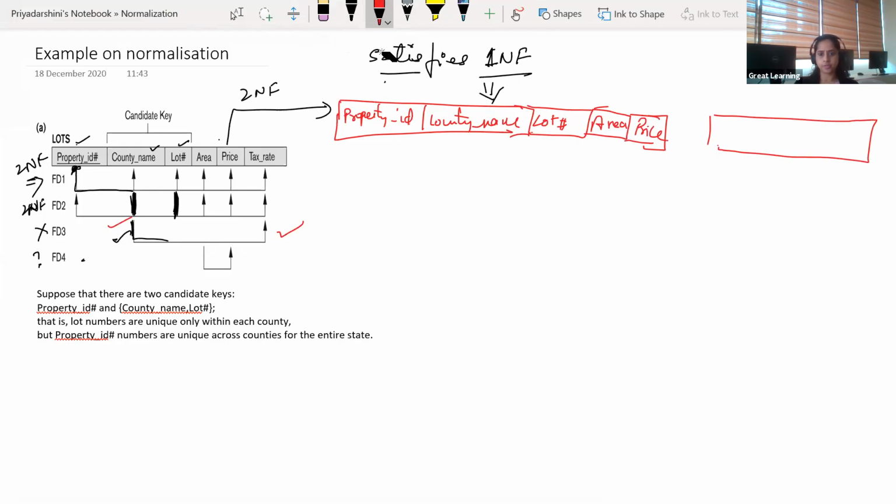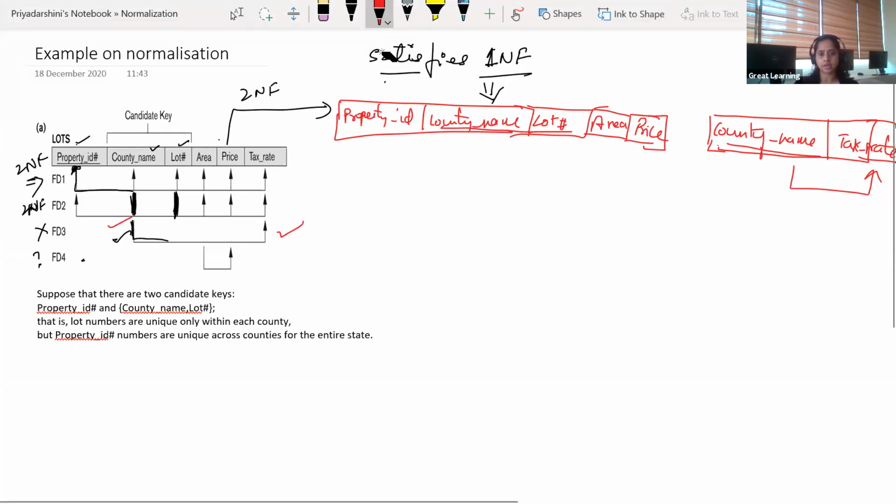County name I have to remove here. I'm not removing, right? I'm telling you, tax rate is a non-prime attribute actually. You can remove it, right? Tax rate is completely removed. What is the FD I'm following here? My left-hand side is county name. So then what do you say it is? It should be a primary key. Then what is county here? It is actually a foreign key. Sorry, I should not underline here.